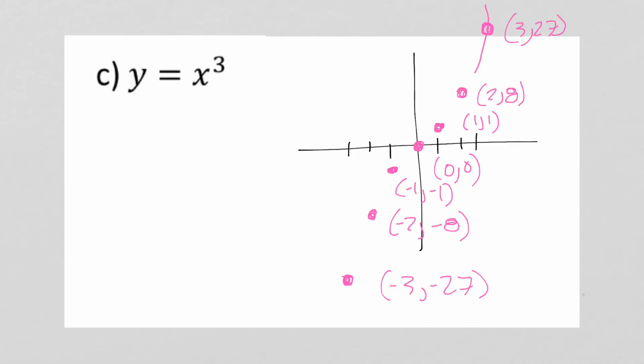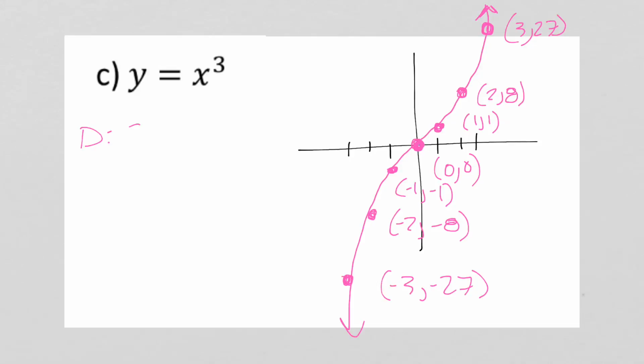So my graph looks something like that. Whereas the farther I go to the right from this middle point, the more quickly I'm growing. So my graph is getting steeper and steeper and steeper. But I can plug in whatever x value I want, and I can always cube it.